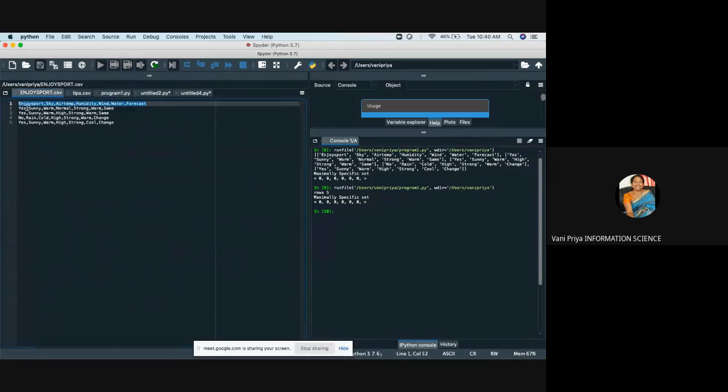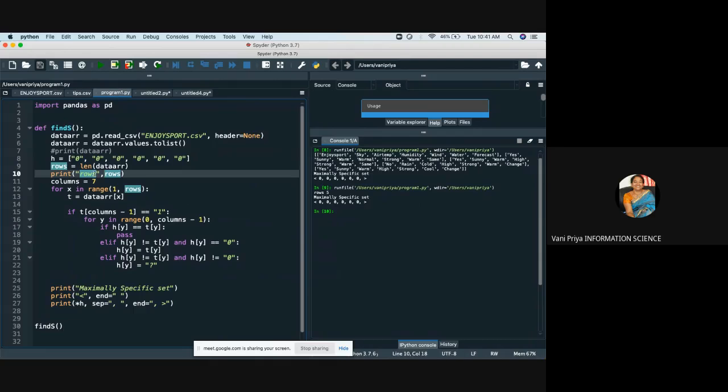Okay, so here, including the feature names, the number of rows will be 5. And here manually we have given columns is equal to 7. Otherwise you can use some method or some calculation, but here we have written columns is equal to 7. After that, what is the next step? For each row in this, we are going to take the positive examples only. So that's why we are writing for x in range of 1 to rows.